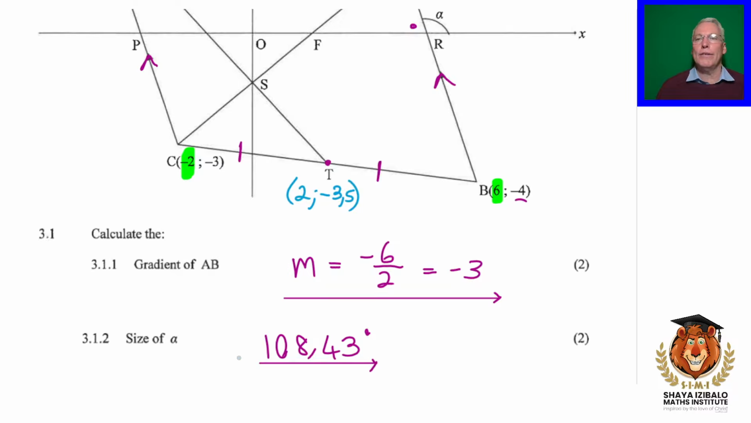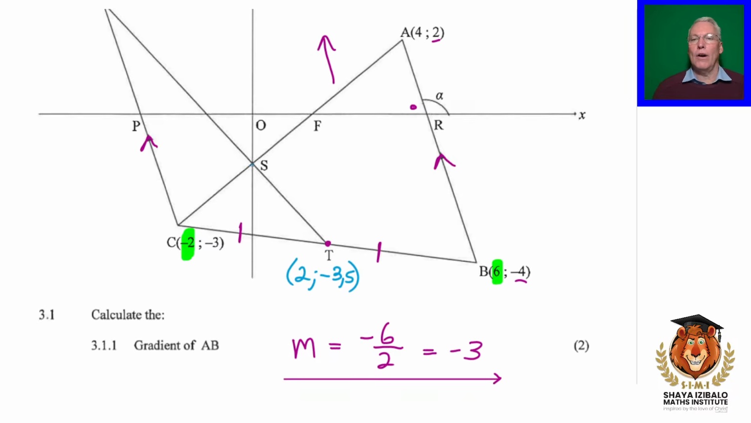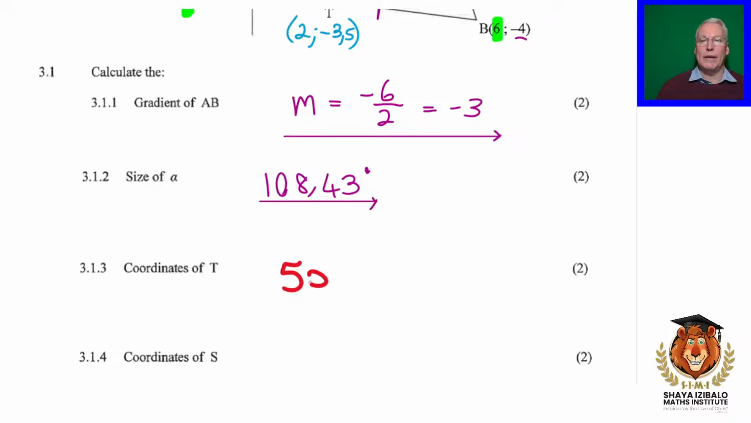The coordinates of s. S is obviously a significant point. It's on the y-axis, which means it must have an x value of 0. But we also know that it's on this line AC. So in our equation 5x minus 6y equals 8, we're going to let x be 0. We get -6y equals 8.